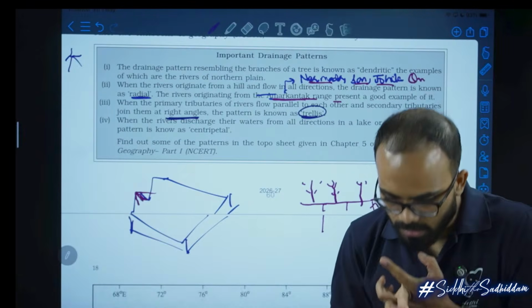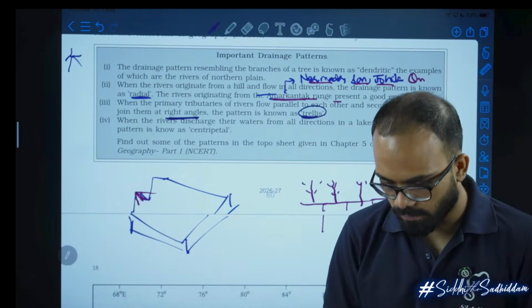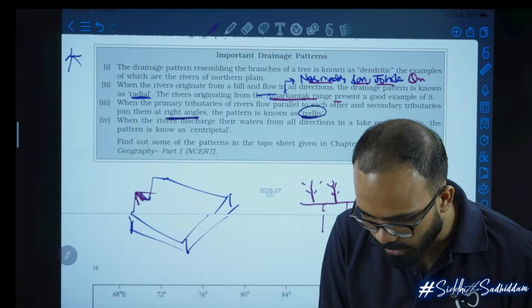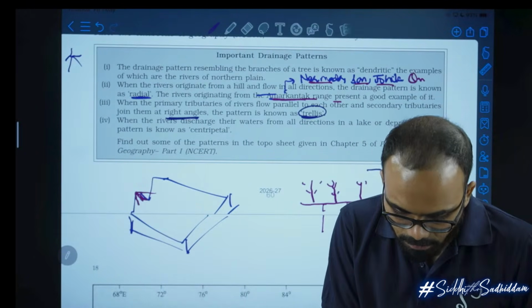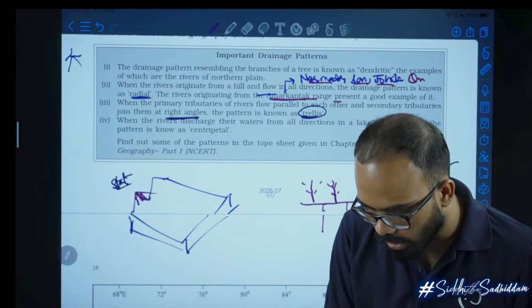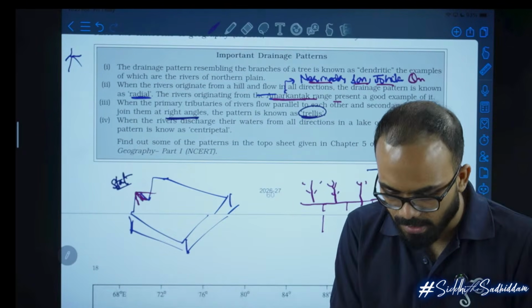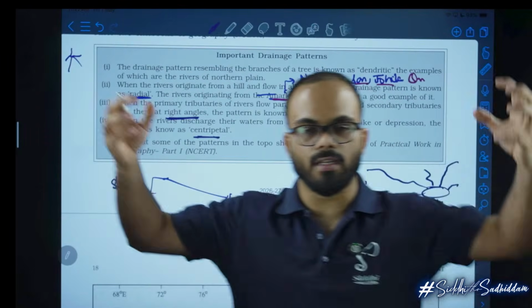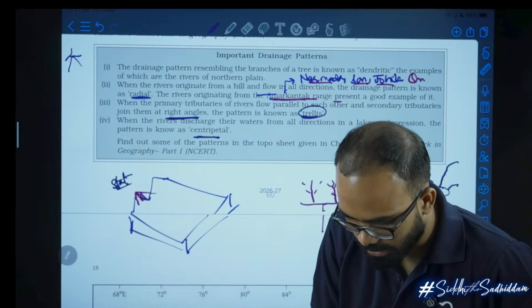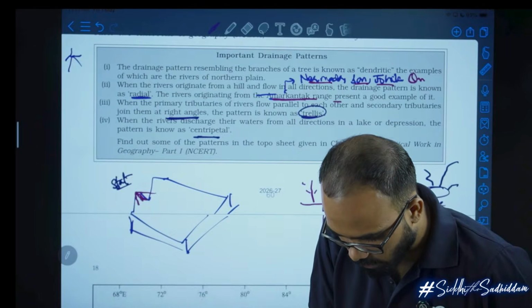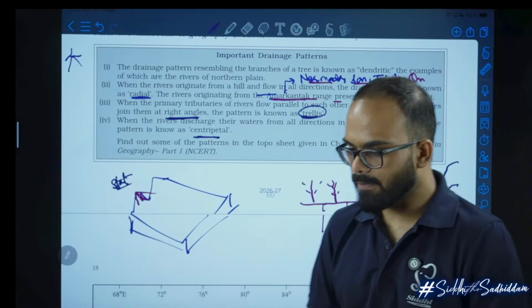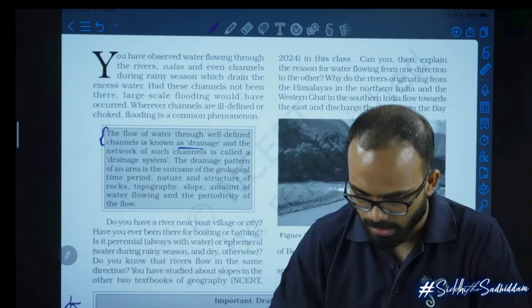Radial pattern, trellis pattern. Then there is one more pattern where there is a lake and there are various rivers that come and join this. See, radial pattern is at the starting point. If rivers completely come and join the lake, you call this pattern centripetal pattern. Rivers come from all the directions, they join into a depression. So these are various patterns in which you can have multiple rivers that continue to flow.